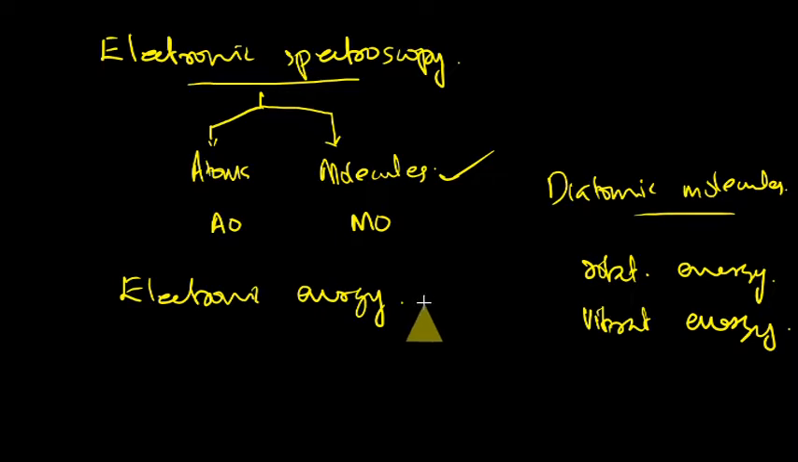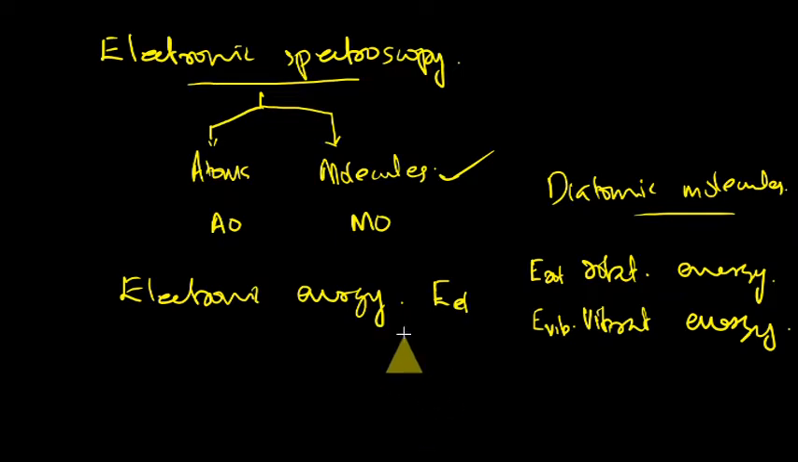Okay, so a molecule which is in a particular electronic energy state can jump to the next higher electronic energy state, and in order for that to happen, the electrons should make a transition from one molecular orbital to another molecular orbital. So this electronic energy of the molecule, let me call this E electronic. The designation of the rotation energy is E rotational, and the designation of the vibration energy is E vibrational.